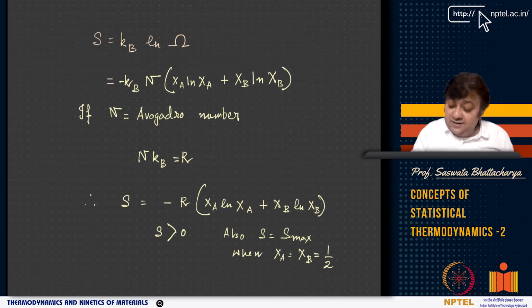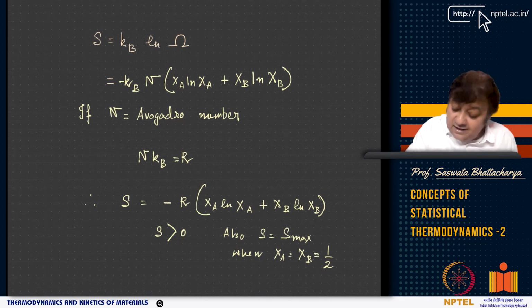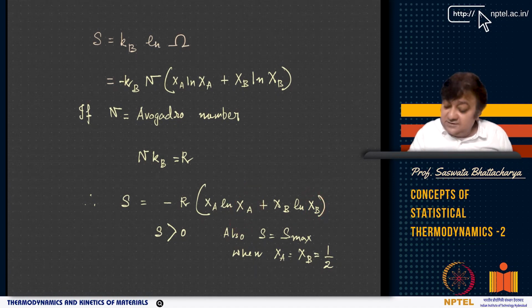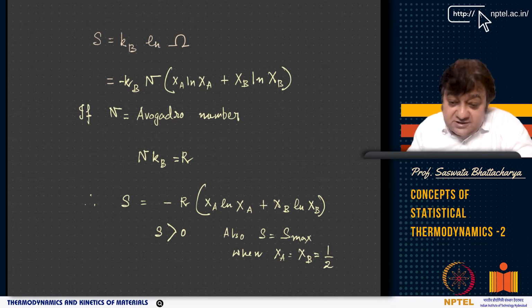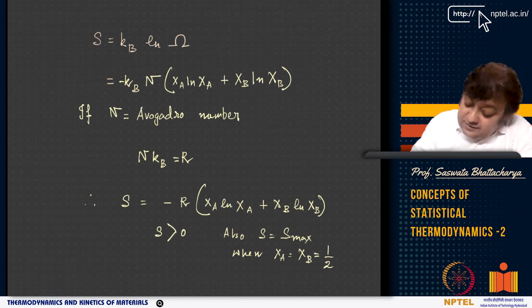If they are fractional, then the logarithms are always negative, right? If xa is less than 1 and xb is less than 1, then the logarithms will give you negative values. Negative values with a minus sign here, so as a result the total sum will be positive, right? S is always greater than 0.